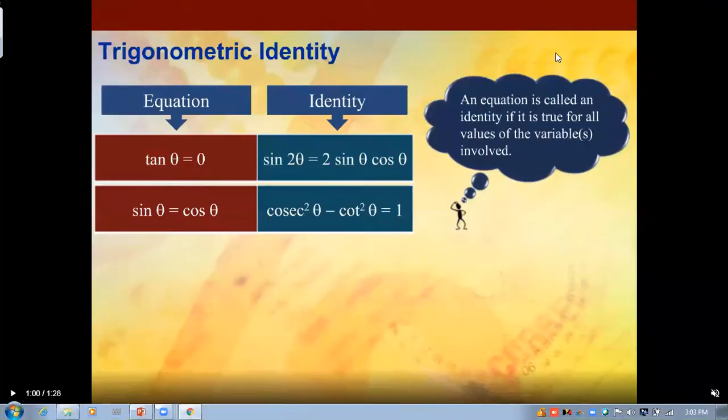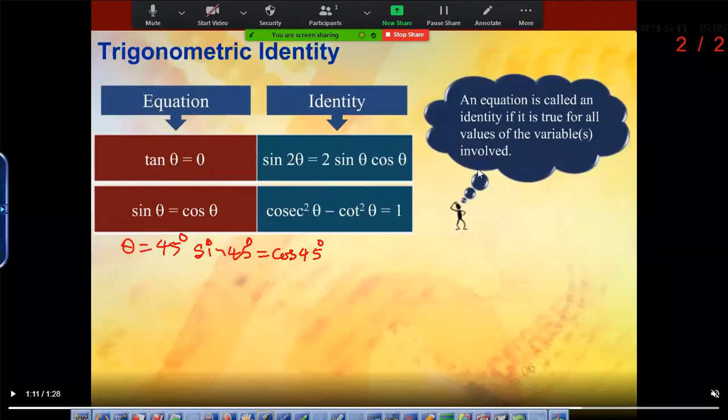Similarly, let us take another example. Sine theta is equal to cos theta. Yes, children, it is true only when theta is equal to 45 degrees. So it is an equation. Whereas cosecant square theta minus cot square theta is equal to 1 holds true for all values of theta. Hence, it is an identity.